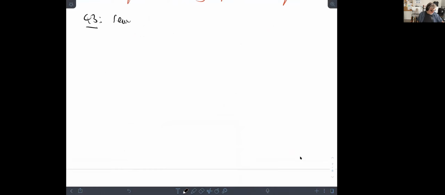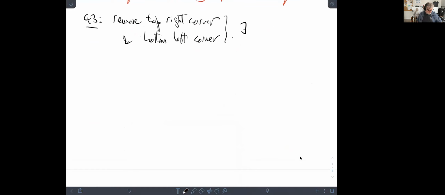We remove the top right corner like we did, and the bottom left corner. Now, is there a tiling? So this is what this looks like.